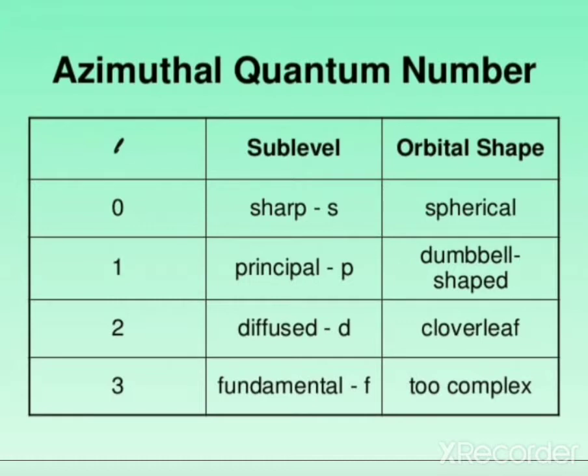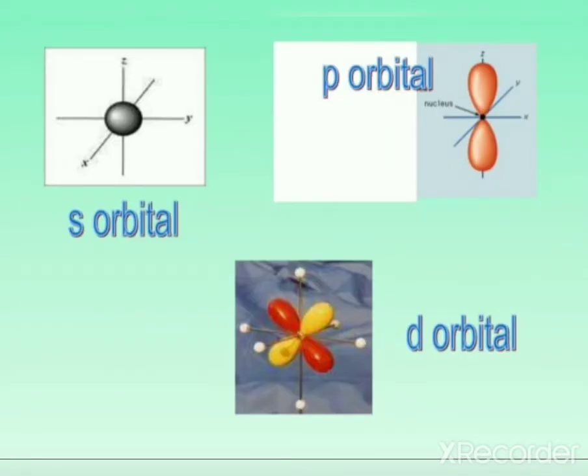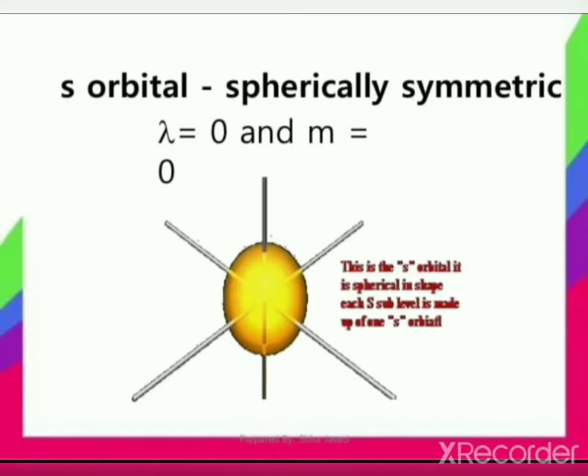Thus, if L is equal to 0, it denotes s orbital. L equal to 1 represents p orbital, L equal to 2 denotes d orbital, L equal to 3 denotes f orbital. S orbital has spherical shape, p orbital has dumbbell shape and d orbital has double dumbbell shape. For an s orbital, L is equal to 0, so ml value will also be equal to 0. Thus, we can say that s orbital is spherically symmetric.